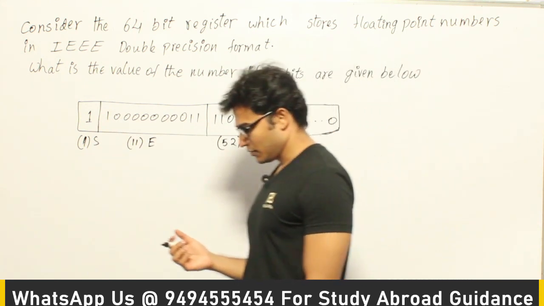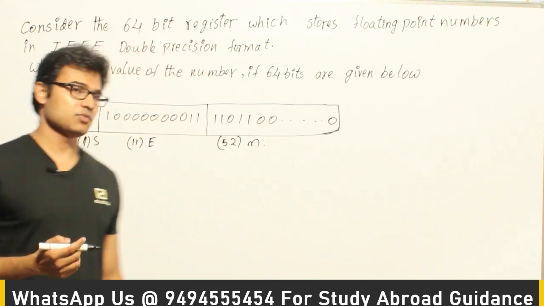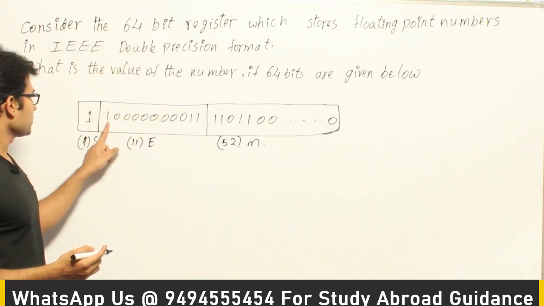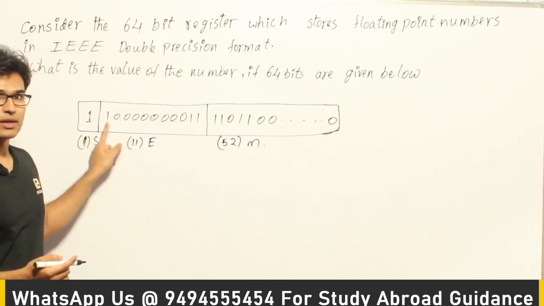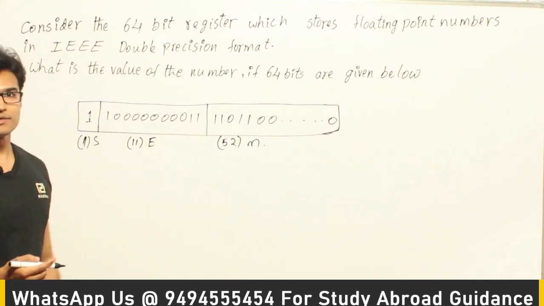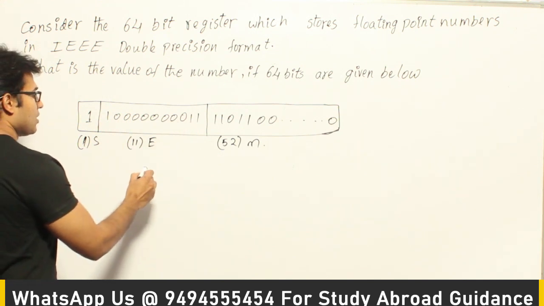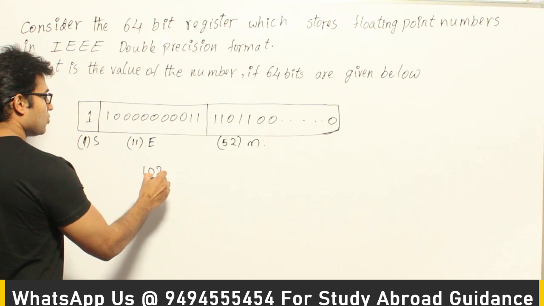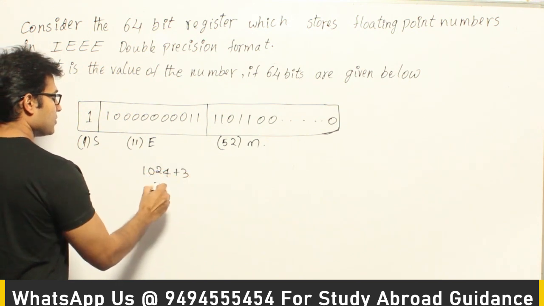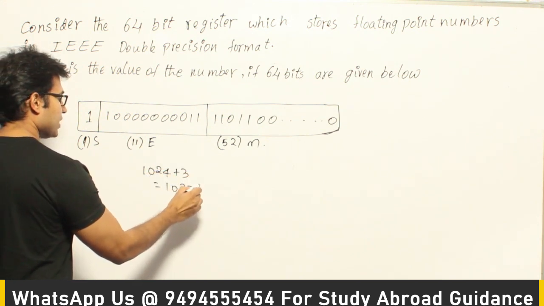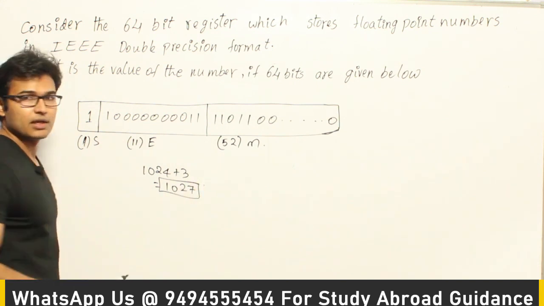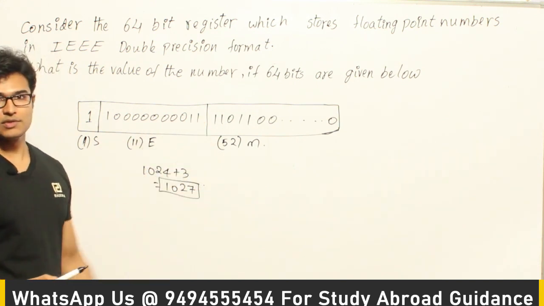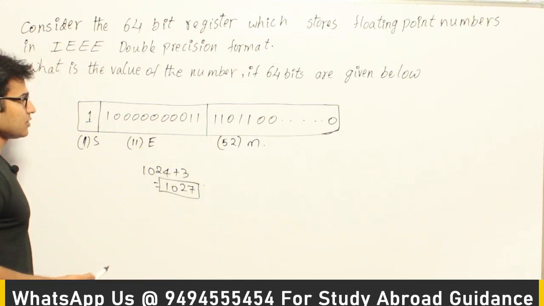So before going ahead, we have to find out what the exponent is. The exponent is 2 power 10 plus 3, which means 1024 plus 3, which is 1027, right? Now we shall write it using implicit normalization form.